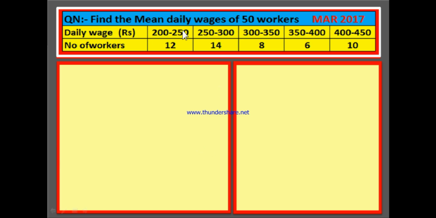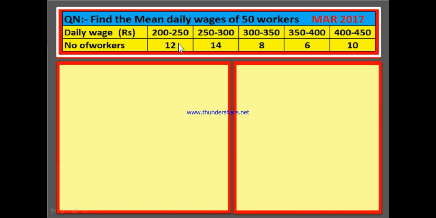200 rupees to 250 rupees is the first class, 250 to 300 is the second class, 300 rupees to 350 is the third class, 350 to 400 is the fourth class, and 400 to 450 is the fifth class. This row gives daily wages of the workers and this row gives the number of workers.